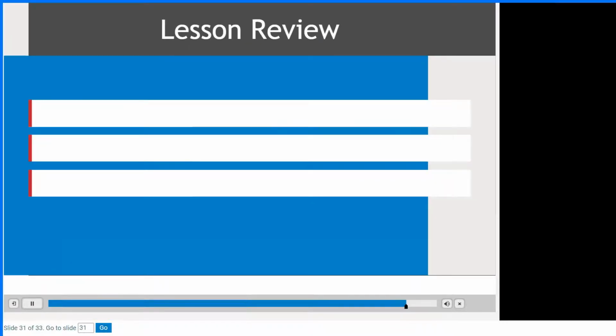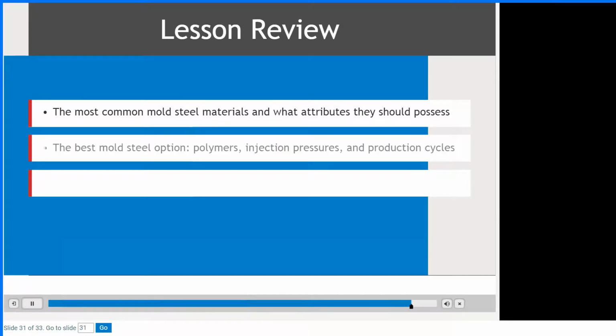This concludes Section 4, Mold Design, Cooling, Lesson 6, Mold Steel Selection. In this lesson you learn the most common mold steel materials and what attributes they should possess, the best mold steel options for different polymer materials, injection pressures, and production cycles, temperature distribution behavior for molds with different mold steels and mold components.